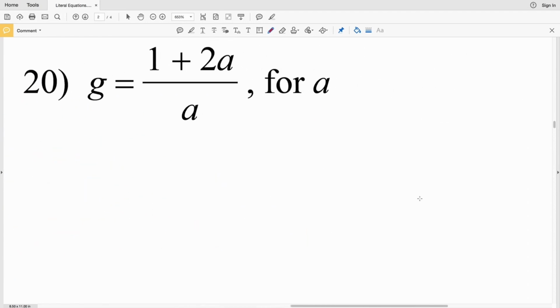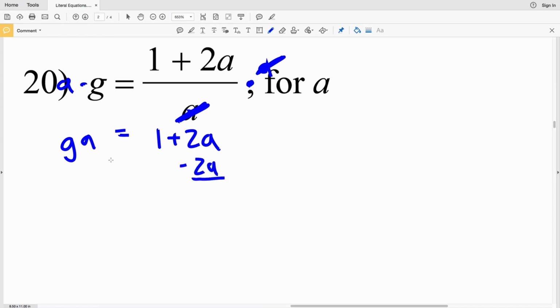And lastly, number 20. g equals 1 plus 2a all over a, and we're solving for a. I'm going to start by multiplying both sides by a. When I do that, I'll have g times a equal to 1 plus 2a, since the a in the denominator cancels out with the a that I multiplied by. Then I'm going to subtract 2a from both sides to get my a's on the same side of the equation. So ga minus 2a equals 1.